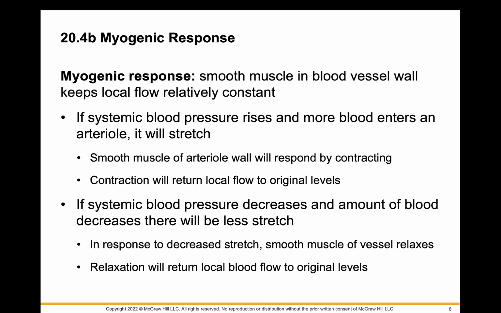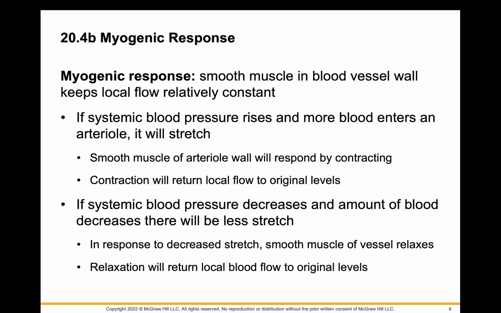Now, another way that we're going to look at the determination of local flow is what we refer to as myogenic response. This is due to smooth muscle in the vessel wall, and it's going to keep local flow relatively constant. Keep in mind, this goes back to the fact that flow in capillaries and veins is constant. It is not pulsatile as it is in the arteries. Now, this is not an intuitive adaptation, so let's walk through this.